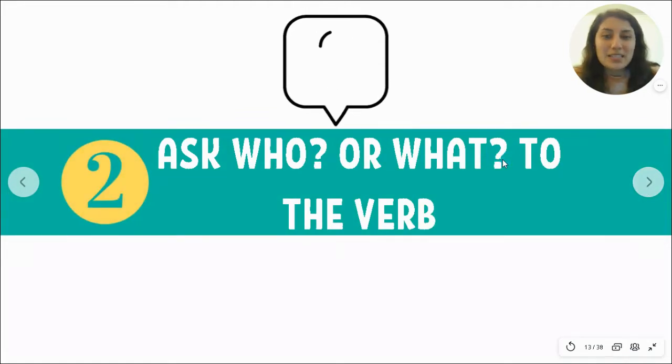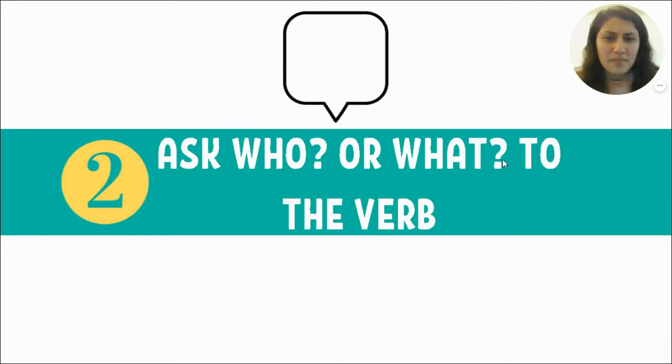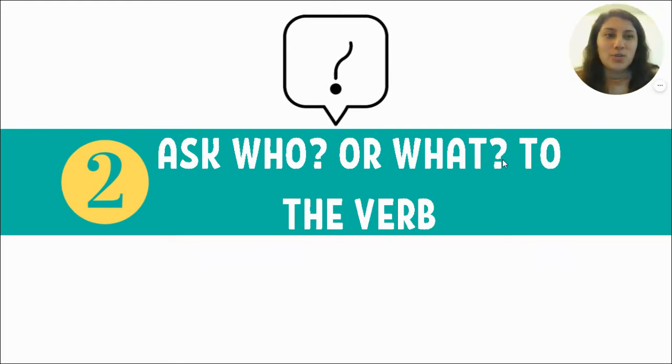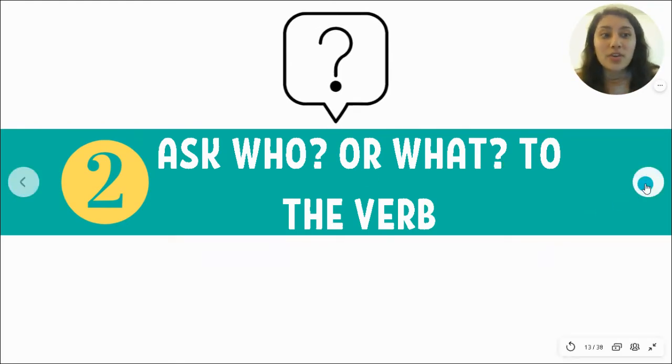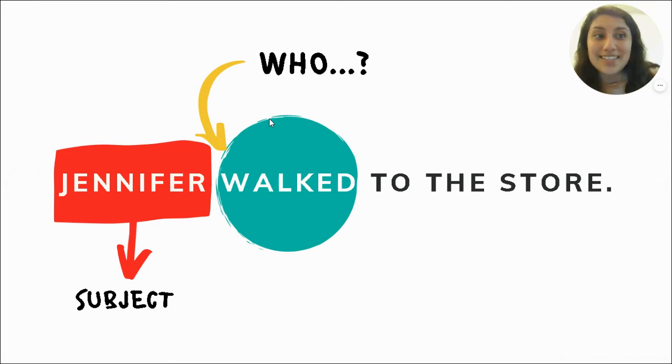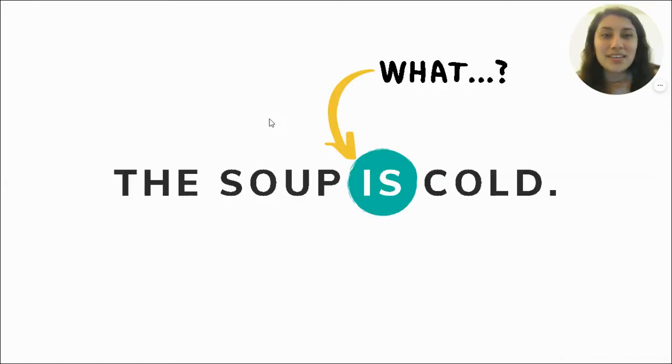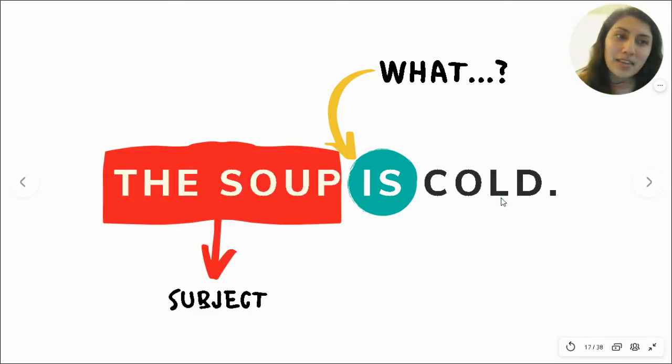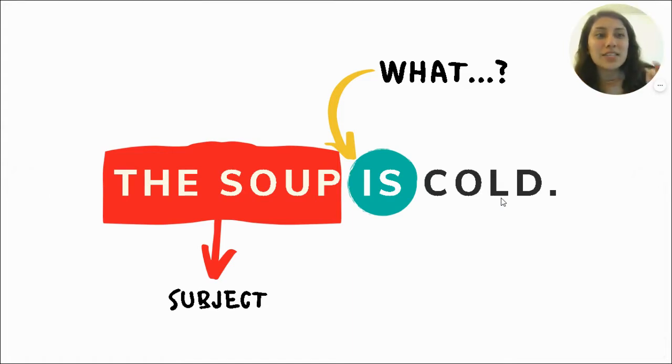Step number 2 is ask who or what to the verb, okay? So once we recognize it, we should ask who or what before the verb. And here we have the example. It says, Jennifer walked to the store. So we ask, who walked to the store? And we know that it was Jennifer, and there is the subject, okay? And with the second example, we have the soup is cold, and we ask to the verb, what is cold? The soup, right? So there is the subject, and those are the 2 steps that you need to follow.